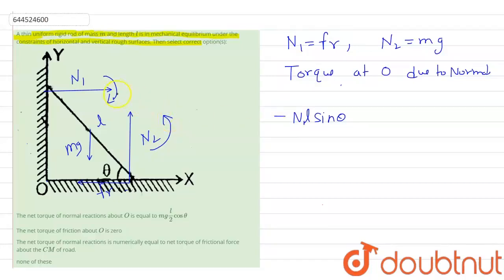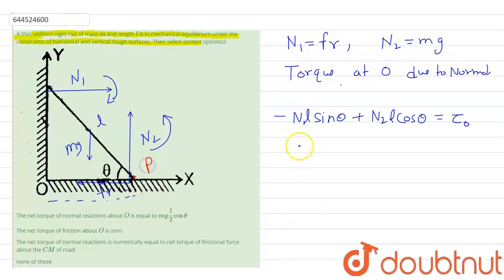That means clockwise we have taken as negative and anti-clockwise as positive. So it is N2 L, and here the distance will be L cos theta, and this is equal to the torque around O. Now we have to calculate N1 and N2 in the form of mg. N2 is already equal to mg, but we have to find N1 also in the form of mg. So we will take the moment around this point.